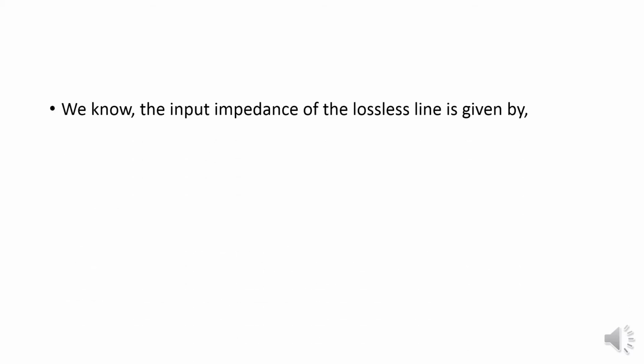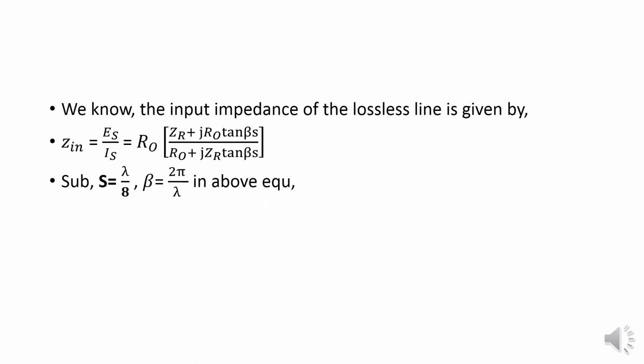Already we know the input impedance of the distortionless transmission line is given by Z in, otherwise called ZS. So Z in is equal to ES divided by IS, that is sending end voltage divided by sending end current. That is equal to R naught into ZR plus J R naught tan beta S divided by R naught plus J ZR tan beta S. Next we substitute S equal to lambda by 8 and beta equal to 2 pi divided by lambda in the above equation.